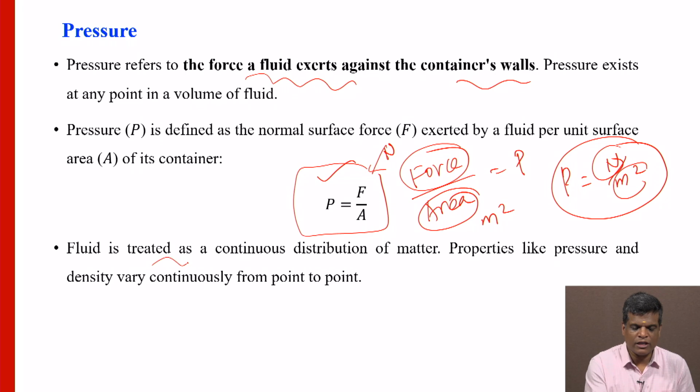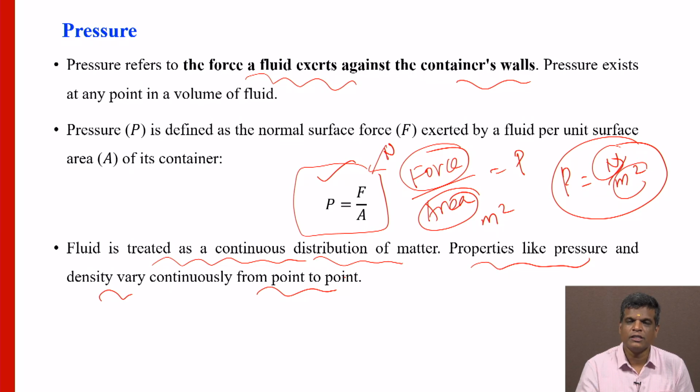Again, the fluid is treated as a continuous distribution of matter, so properties like pressure and density vary continuously from point to point. Point to point, the pressure and density will definitely vary.